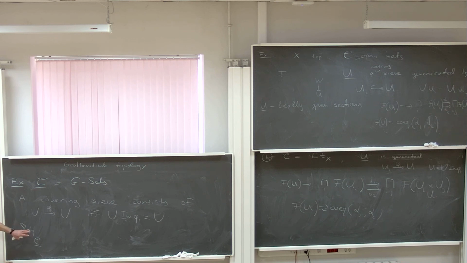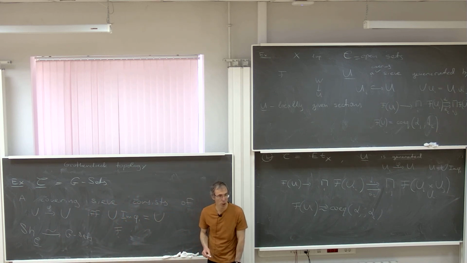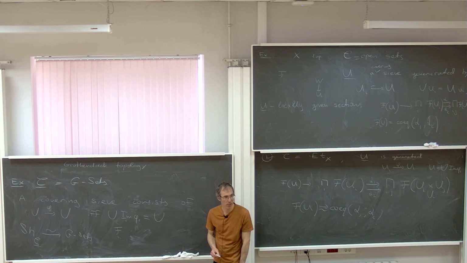Okay, so my time is over, so let me formulate the answer. The answer is that this category is equivalent to the category of G sets. And I will give functors in two directions. Functor in one direction: suppose you have F. So how to produce a G set using F?